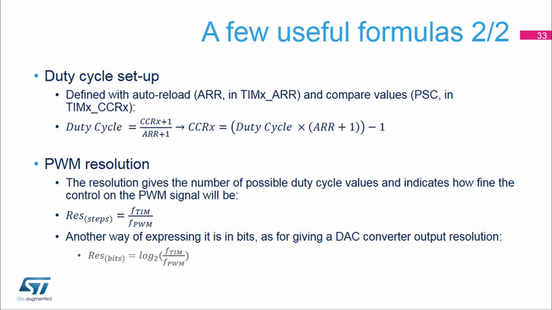This gives the number of possible duty cycle values, and indicates how fine the control on the PWM signal will be. The resolution, expressed in number of duty cycle steps, is simply equal to the ratio between the timer clock frequency and the PWM frequency, the whole minus 1. Another way of expressing it is in bits, as for giving a DAC converter output resolution. In this case, the resolution is the base 2 logarithm of the ratio between the timer clock frequency and the PWM frequency, the whole minus 1.